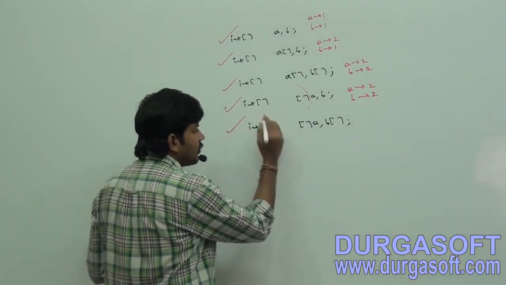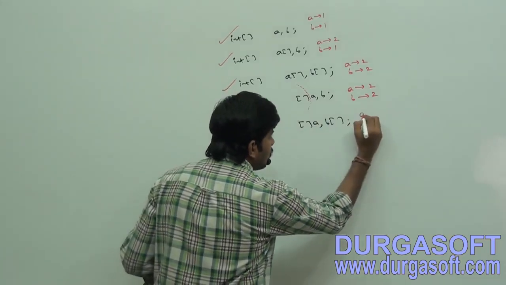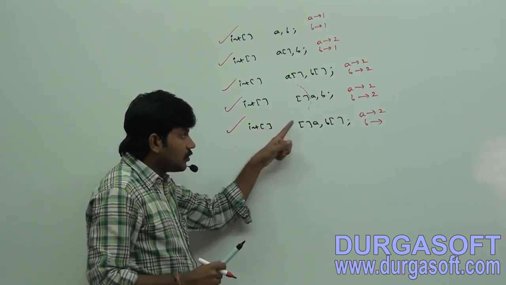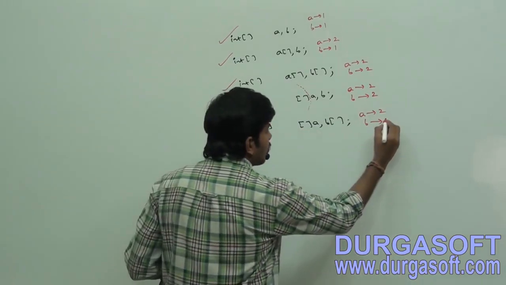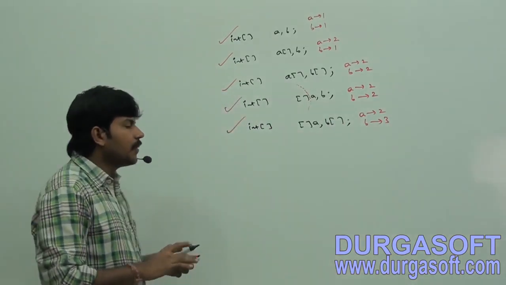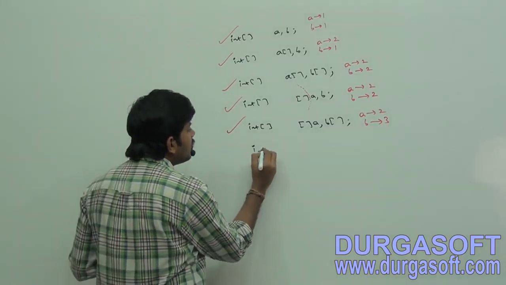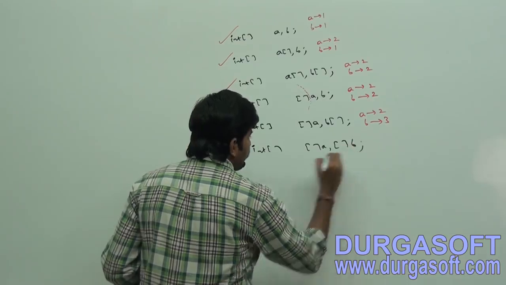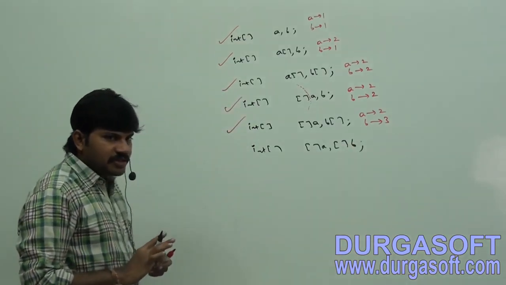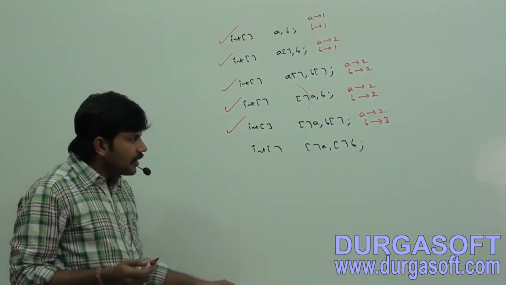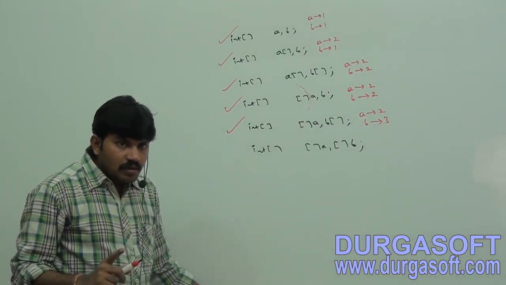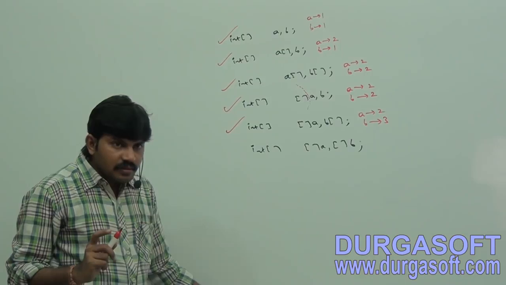What is a's dimension? 2 dimension. What is b's dimension? 3. 1, 2, 3 is nothing but 3 dimension, right? Okay. Now int array, a and b. What is a's dimension? 2. What is b's dimension?